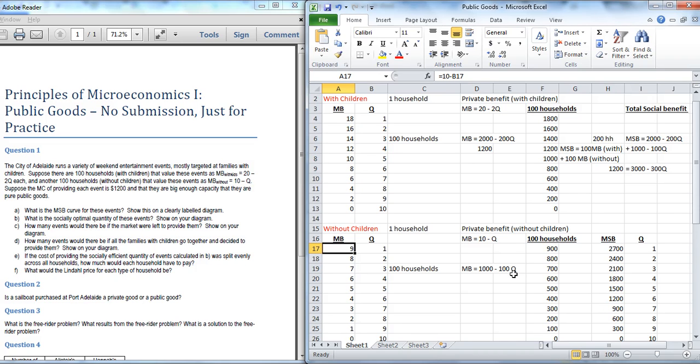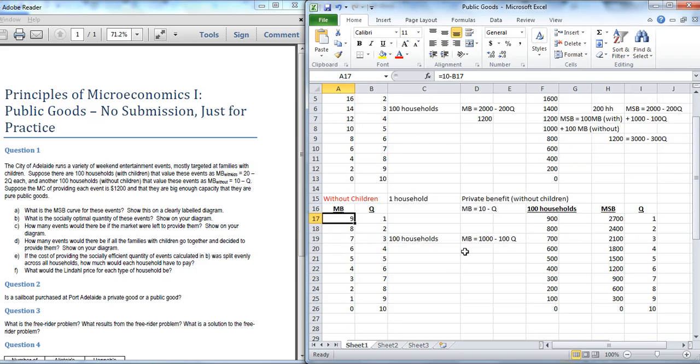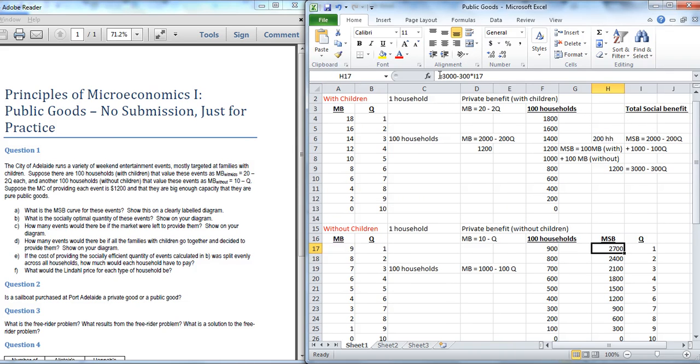So for any particular quantity, you can work out what the marginal social benefit is going to be. And I've done an equation here. So that's 3,000 minus 300 times the quantity, which is the equation that we got in the end, 3,000 minus 300Q. But you'll also notice that it's just adding up the marginal benefit for 100 households without children plus the marginal benefit for 100 households with children. It's just the same as working that out individually. So the marginal social benefit curve is going to be given by the equation 3,000 minus 300Q. So it then says show this on a clearly labeled diagram.